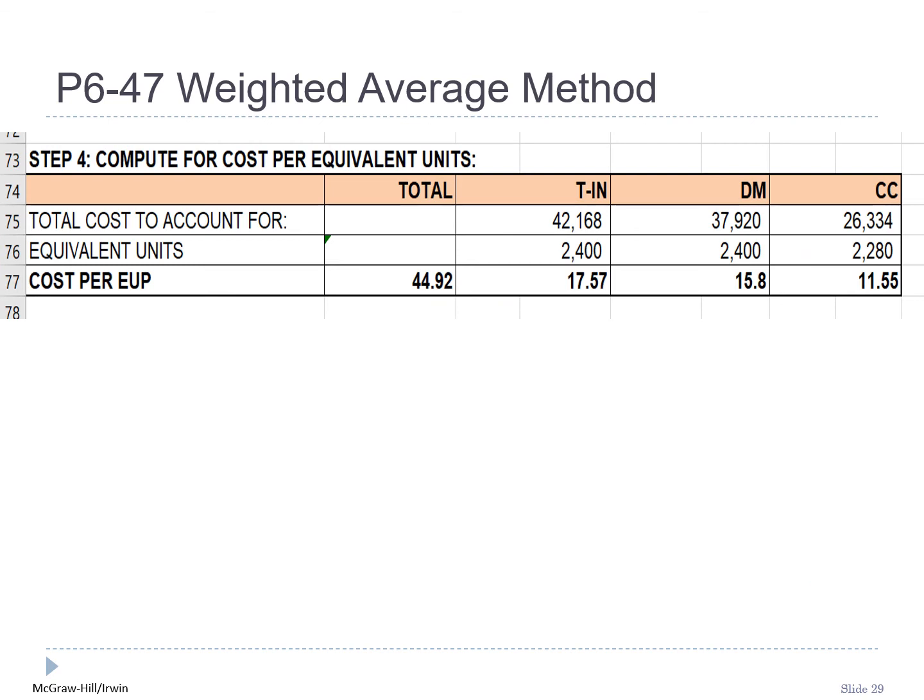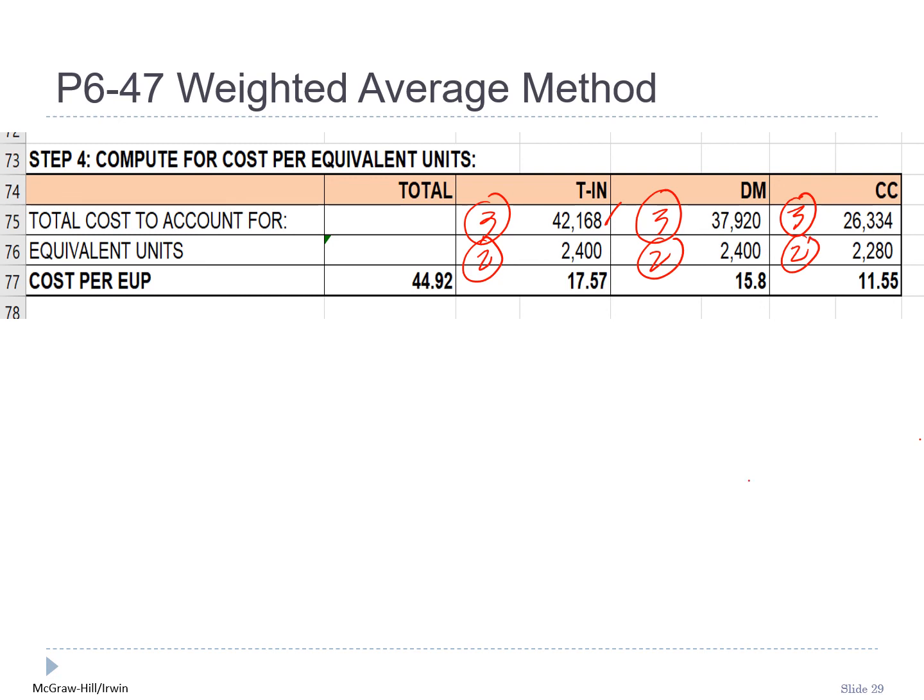Ayan. So, as you can see, ito yan. So, to compute for the cost per equivalent unit, that's 42,168. So, galing sa step 3, di-divide natin ng, this is step 3, galing. Equivalent units, 24. This is coming from step 2. And 37,920 from step 3 divided by 24 galing sa step 2, and also 26,334 from step 3 also and 2280 from step 2.